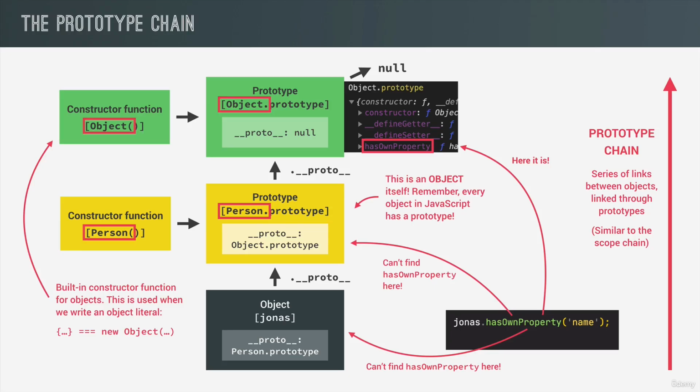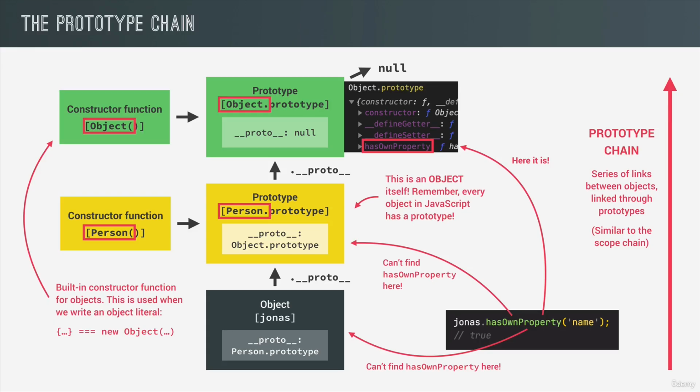Great! So JavaScript can then take this one and run it on the Jonas object as if hasOwnProperty had been defined directly on Jonas. And remember, the method has not been copied to the Jonas object. Instead, it simply inherited the method from Object.prototype through the prototype chain.